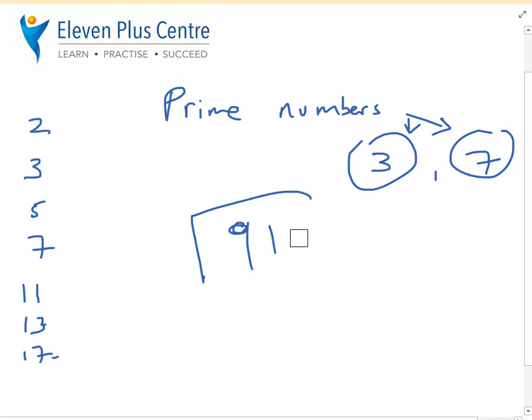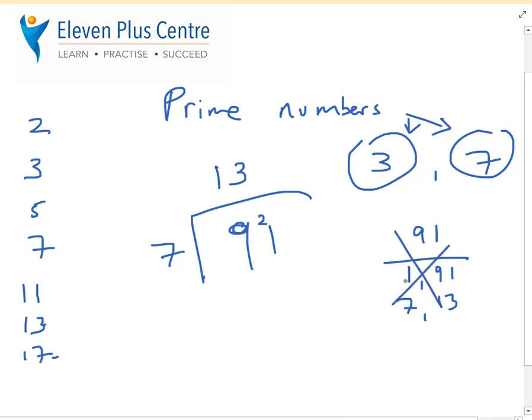Now let's try our luck with 7. How many 7s go in 9? 1 seven goes in 9. What's the remainder? 2. We're going to put the 2 over here like this. How many 7s are there in 21? There are 3. 3 times 7 is 21. So that means that 91 is not a prime number because apart from 1 and 91, 7 and 13 are also factors. This means this is not a prime number, even though it looks like it is.